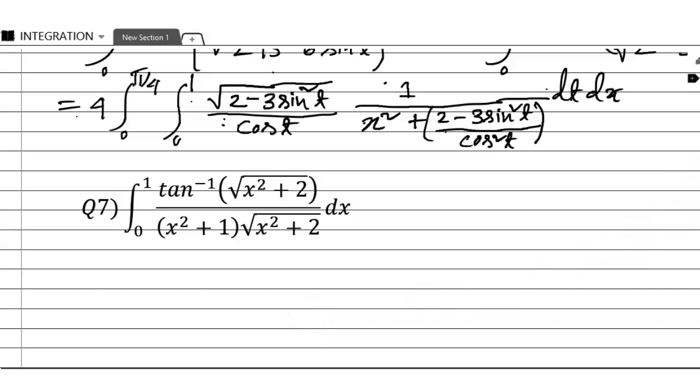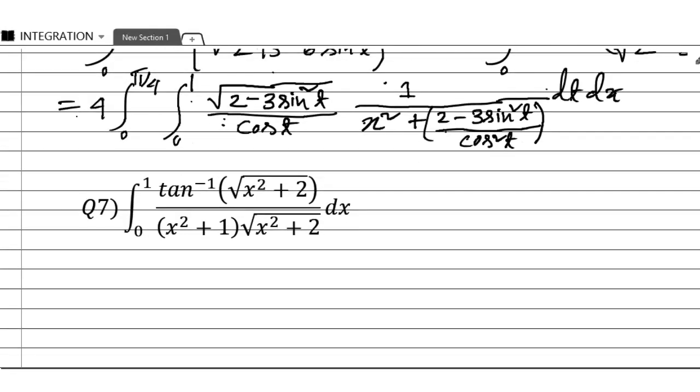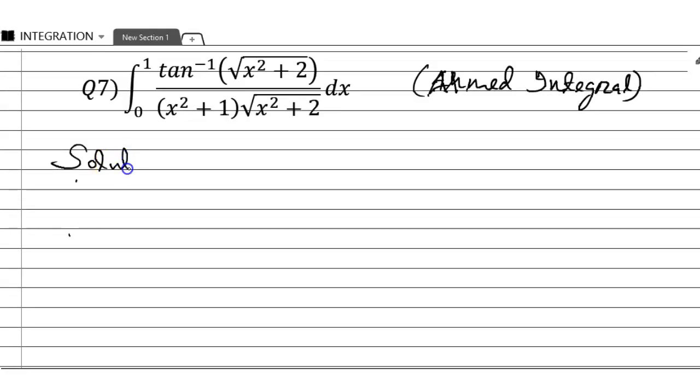Now our target is to solve this Ahmed integral. This integral is called the Ahmed integral. He is also a mathematician, Ahmed, and Coxeter. Both are mathematicians. So let's start to solve this problem. Solution.